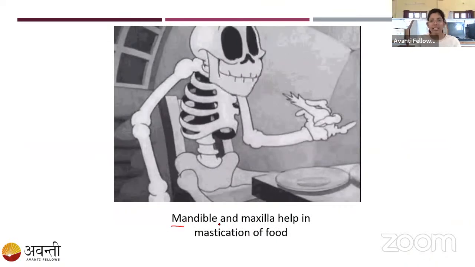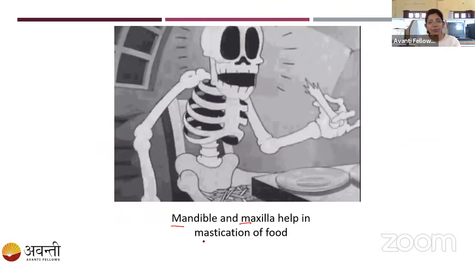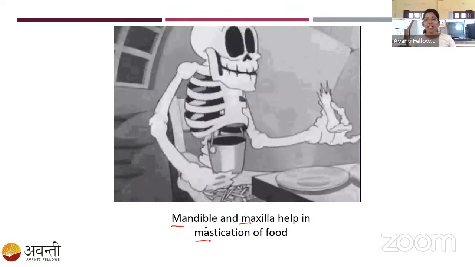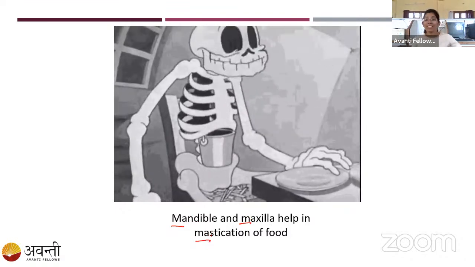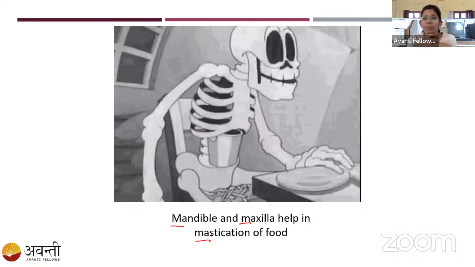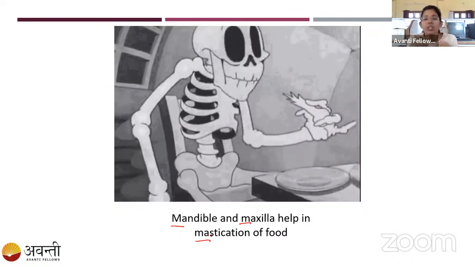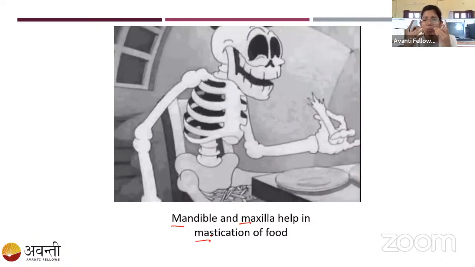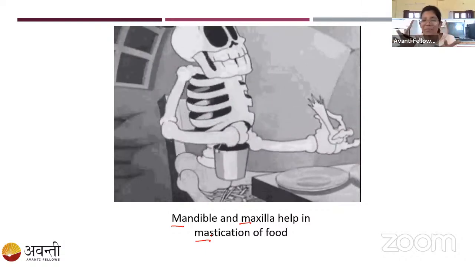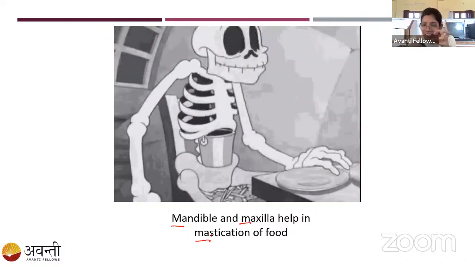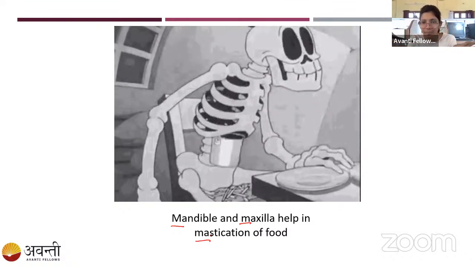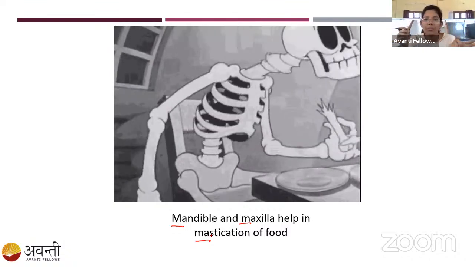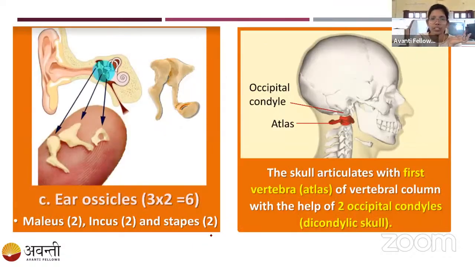Maxilla and mandible are helpful for mastication. What do you mean by mastication here? Helpful for chewing, right? Maxilla, mandible, helpful for mastication. Mastication is the chewing of food, so you can remember it very easily. Maxilla is the upper jaw, mandible is the lower jaw. How many maxilla? 2. Mandible is 1. I hope this is clear to you.